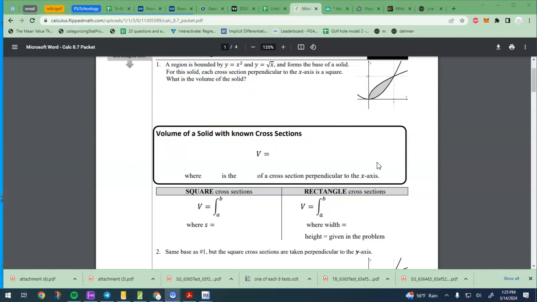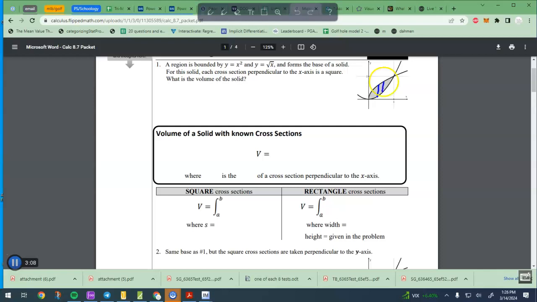So each cross-section perpendicular to the x-axis is a square. So first I'm going to draw a cross-section perpendicular to the x-axis. How big is that? How long is that line? Don't worry about equations, just in general. How long is that line? It comes out to the square root of x minus x squared. Good. So this distance is just top minus bottom.